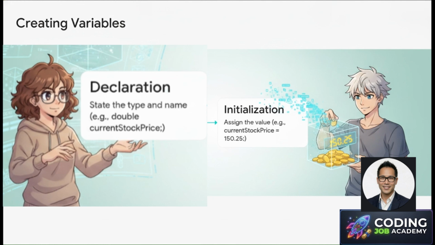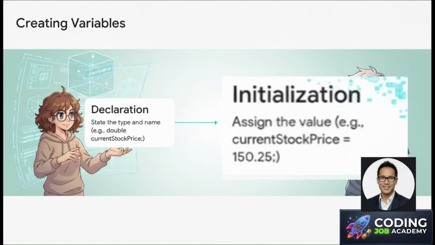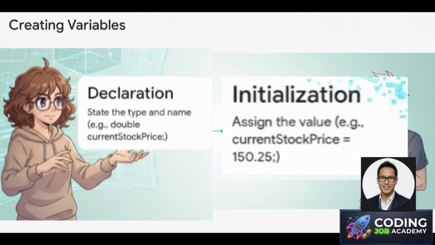Initialization. Step 2 is initialization. This is where we assign the actual value to the new variable that was created, like currentStockPrice equals 150.25. This is the act of actually putting the stock price value inside the box. Remember, you cannot use a variable until it has been properly declared and initialized.